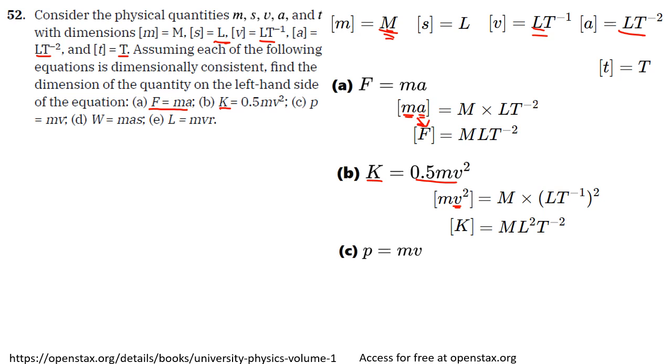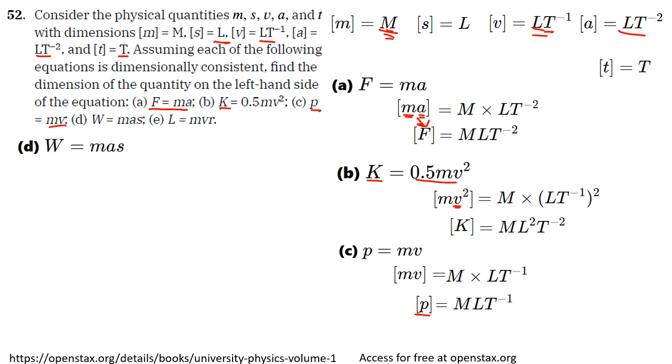The third one, momentum, P. P is equal to mass into velocity. Same procedure: find the dimension of mv. Substitute the dimensions of mass and velocity. Velocity is LT raised to minus 1 and mass is M, which turns out to be MLT raised to minus 1, the dimension of momentum.